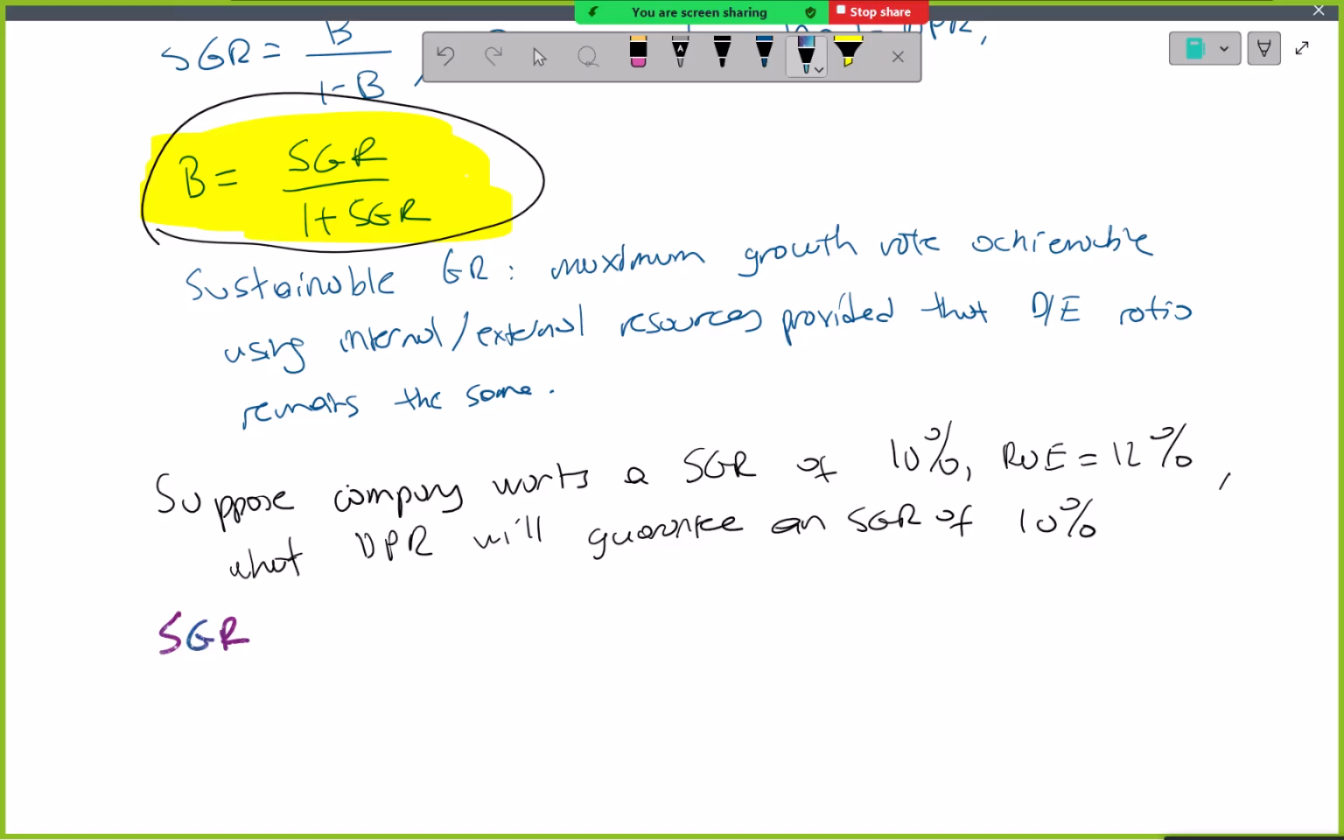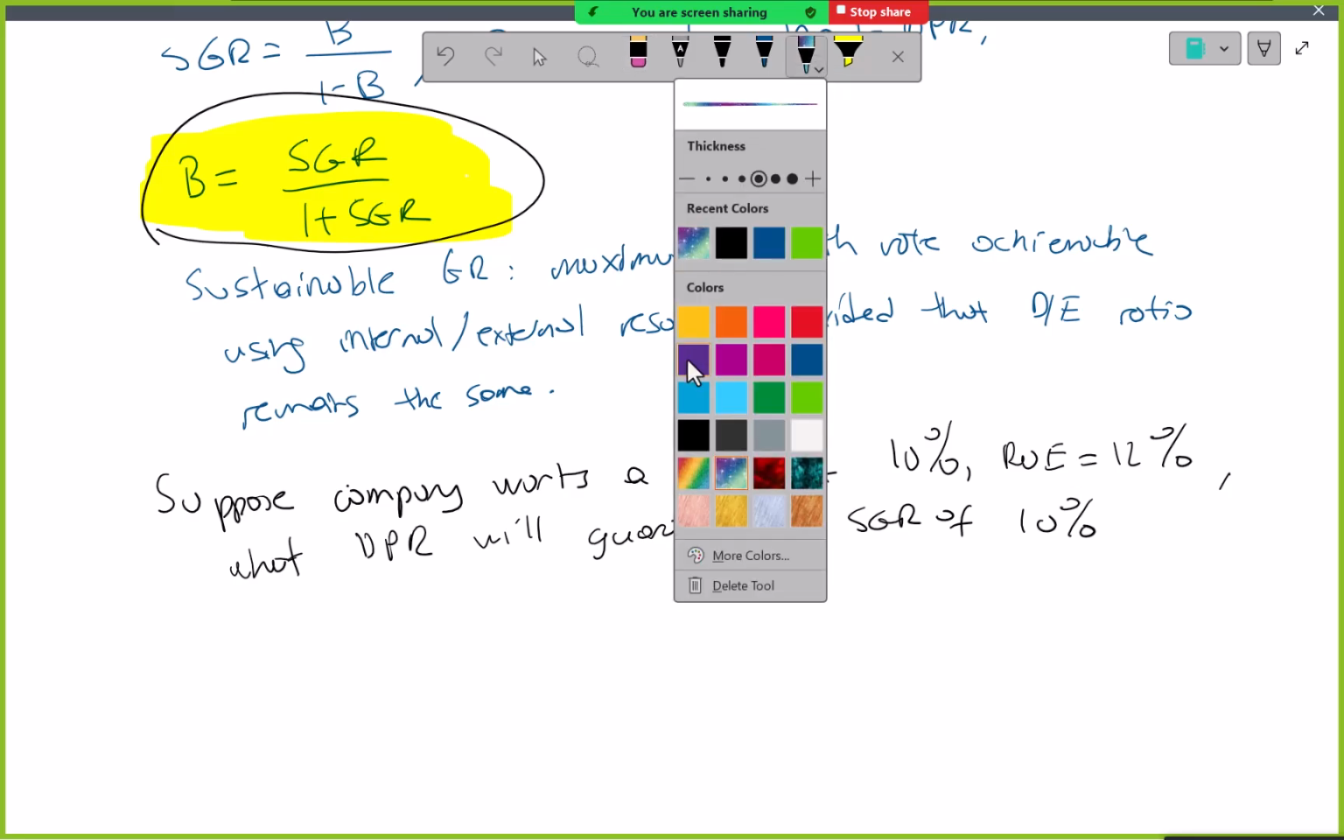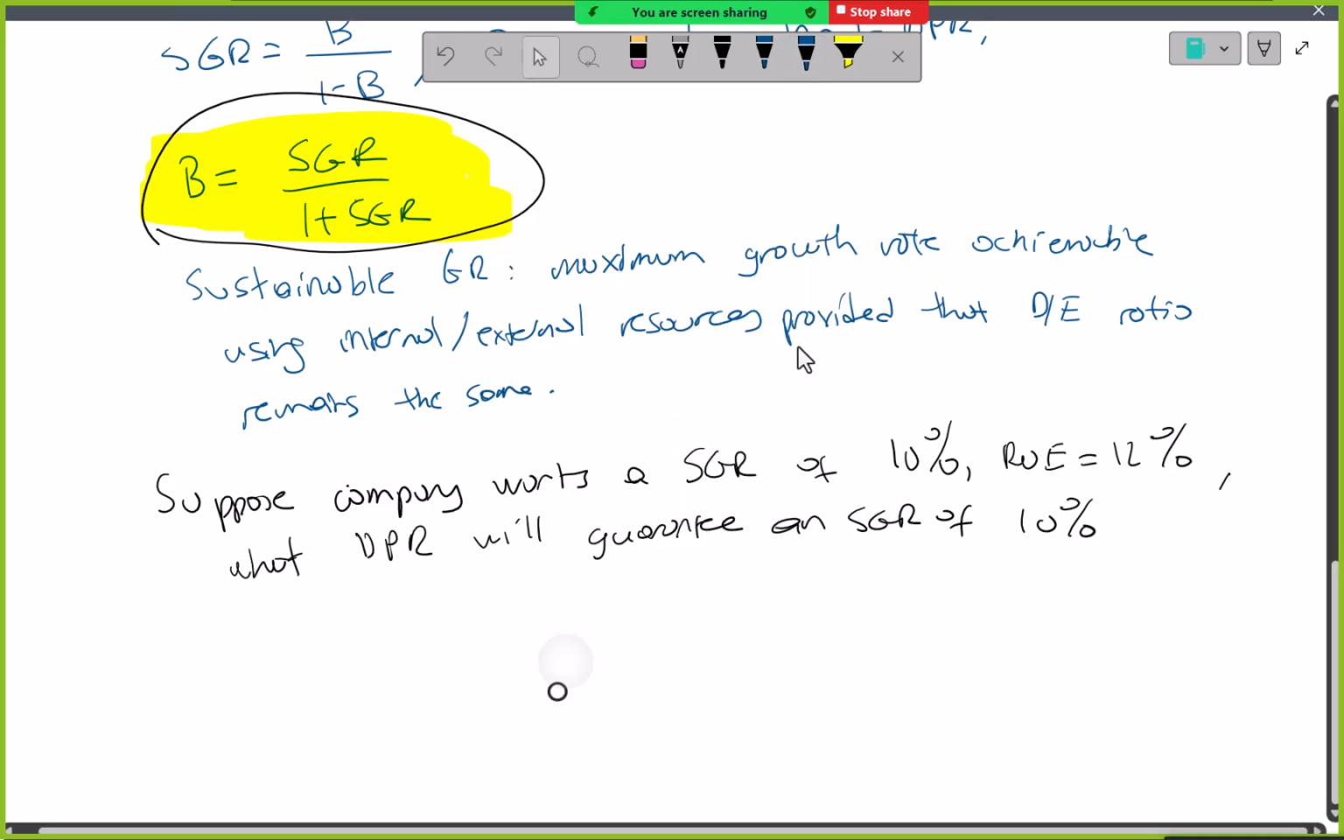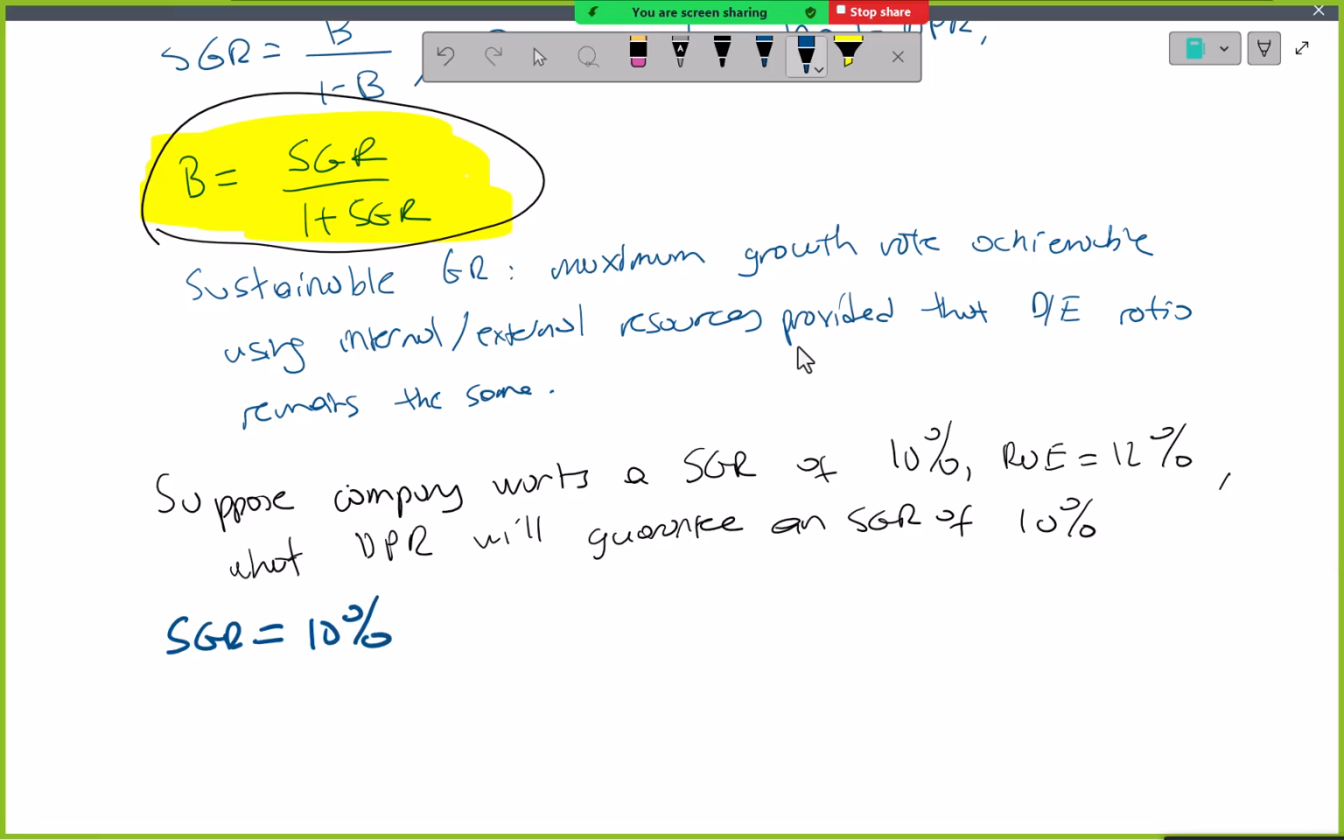Oh, that's a fancy pen. Some blue. More like teal.